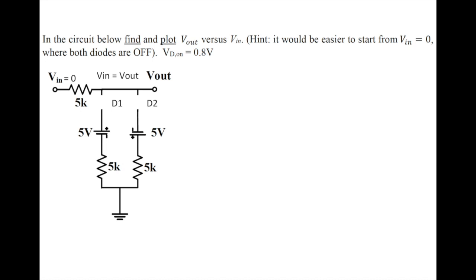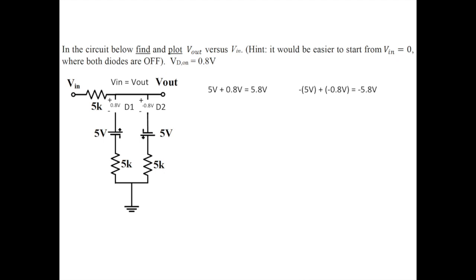Now the question that we have to ask ourselves is, at what point do D1 and D2 turn on? To find this, we have to consider the voltage applied across D1 and D2 in order to make them turn on. If we consider D1, there has to be a 0.8 volt voltage drop across D1 in order for it to be on. So let's look at the negative terminal. What is the voltage at the negative terminal of D1?